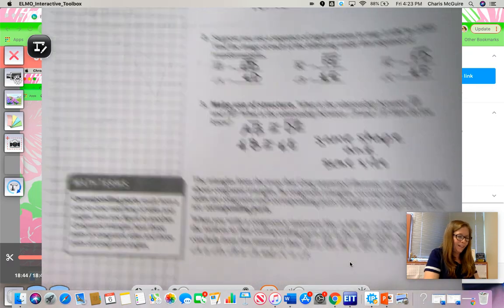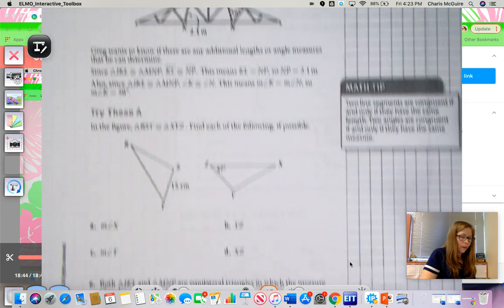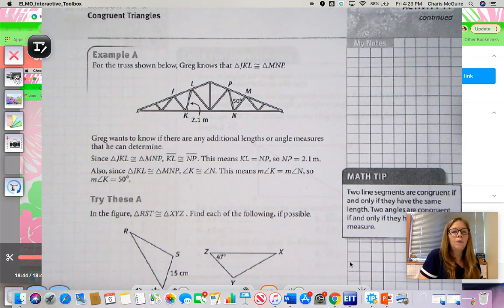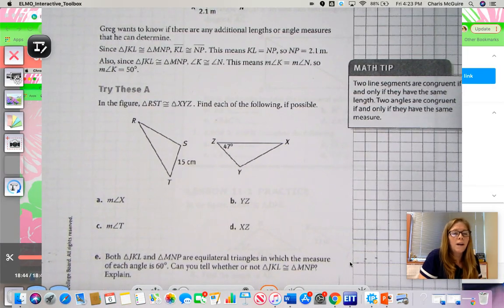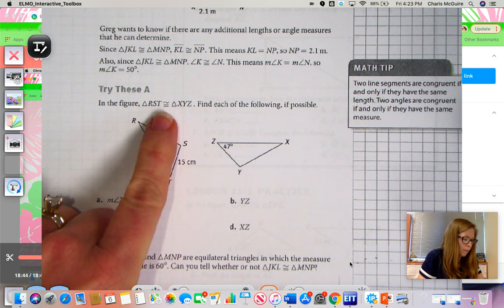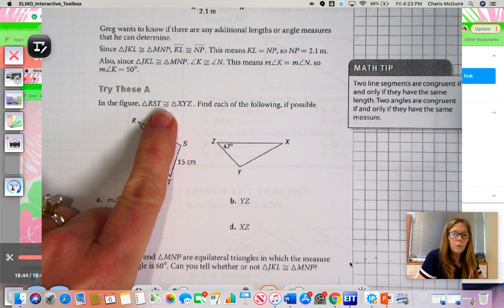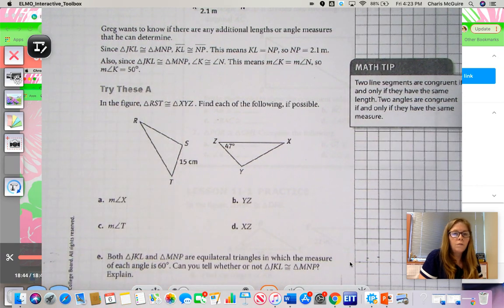All right, next page. So somewhat of a little problem here. Now, this is an example. I'd love for you to go ahead and try this one because these are super easy. And yeah, it's super simple, right? So try these, A, and look what it gives you up here. It gives you the congruent statement. So you're not guessing. You know which parts are corresponding and congruent to each other. So find each of the following. You try it. Put me on pause.